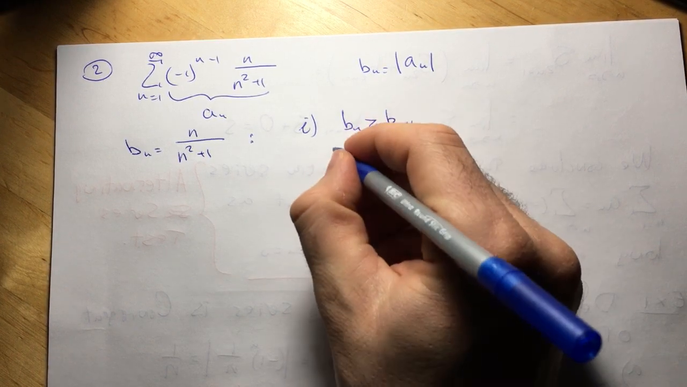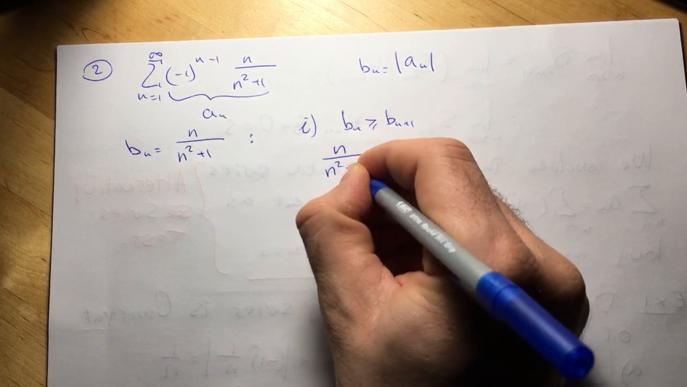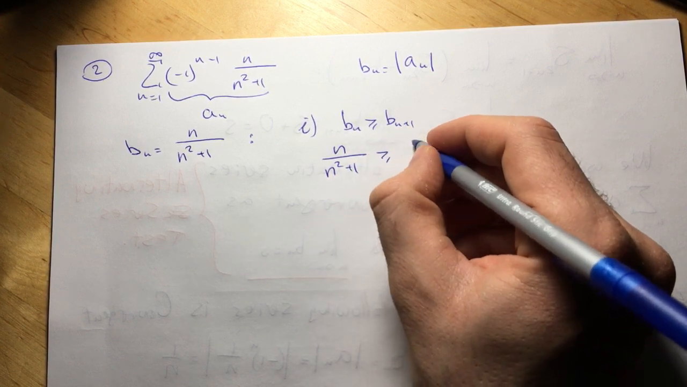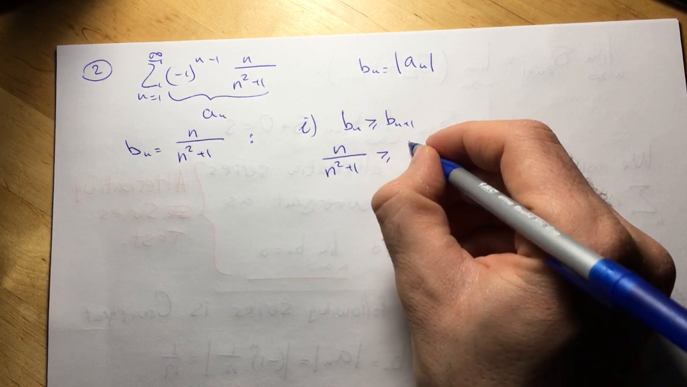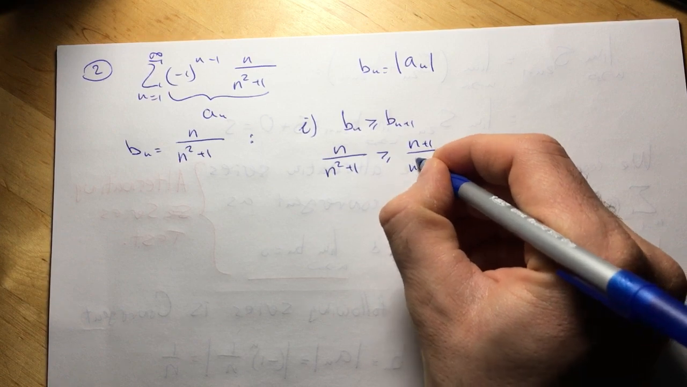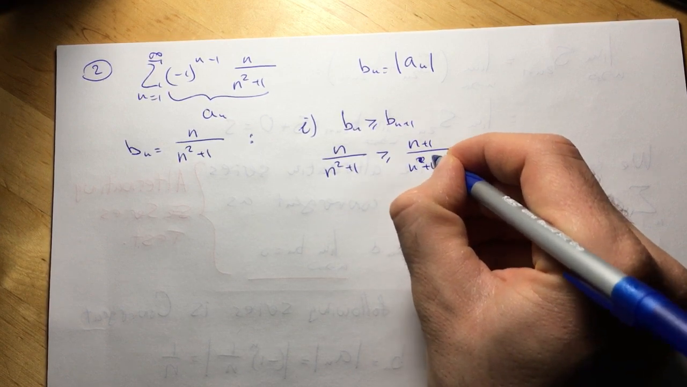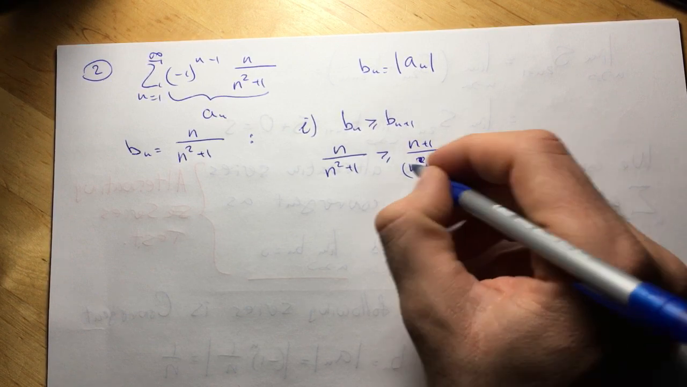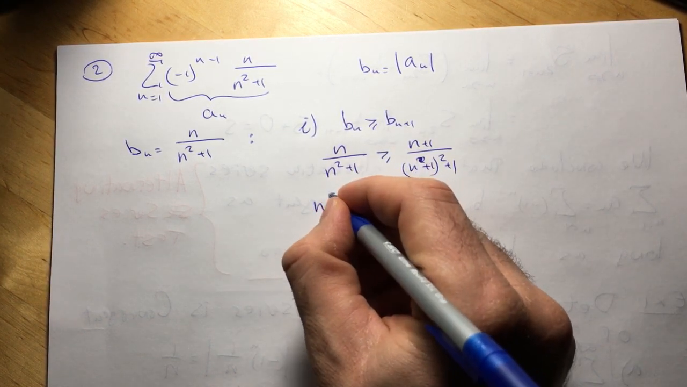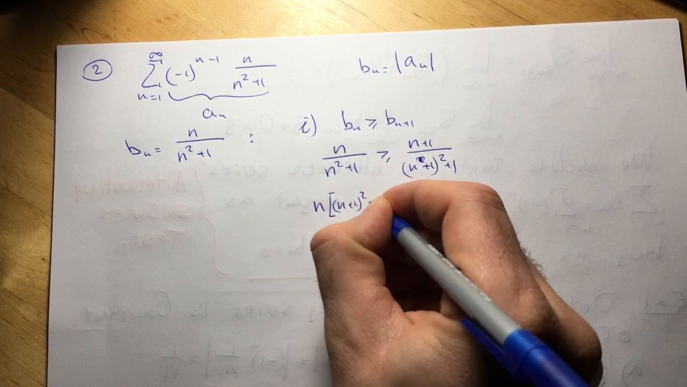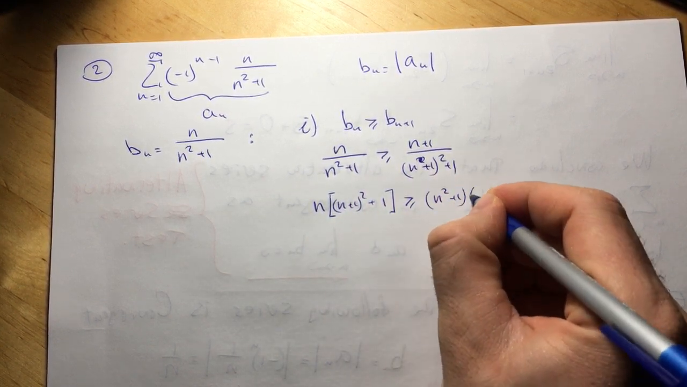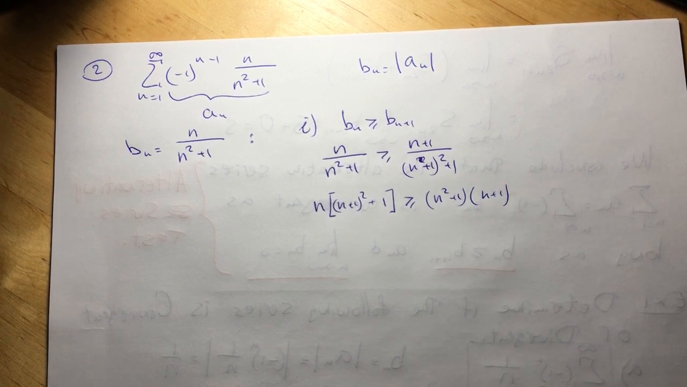Here, you can do it this way. Bn is greater or equal to Bn plus 1, so n over n squared plus 1 is greater or equal to, how much is going to be Bn plus 1? n plus 1 over n plus 1 squared plus 1. And then cross multiply and you'll have n times n plus 1 squared plus 1 greater or equal to n squared plus 1 times n plus 1.